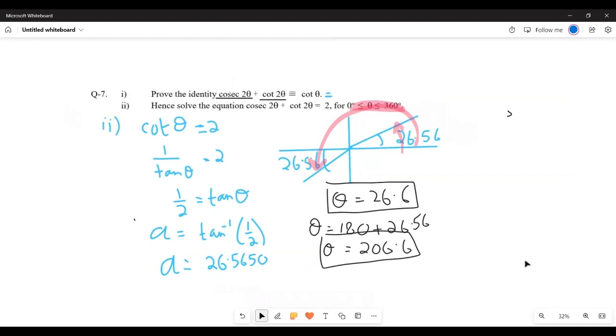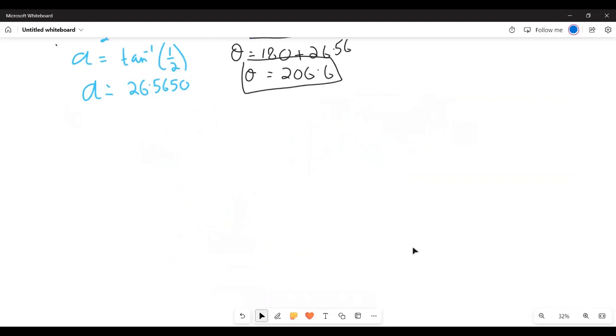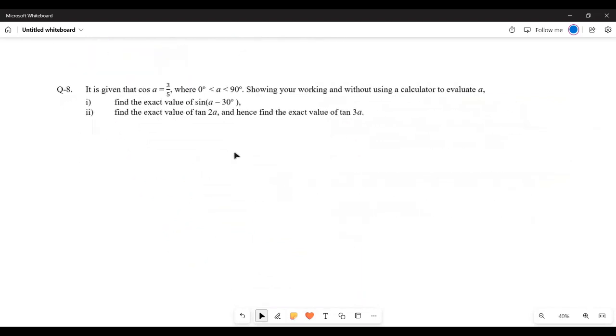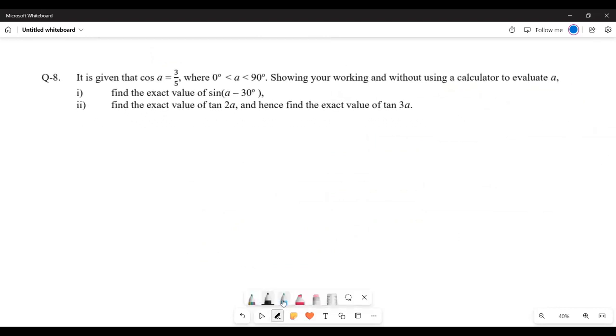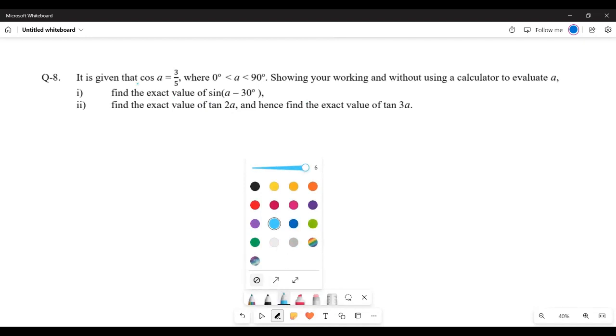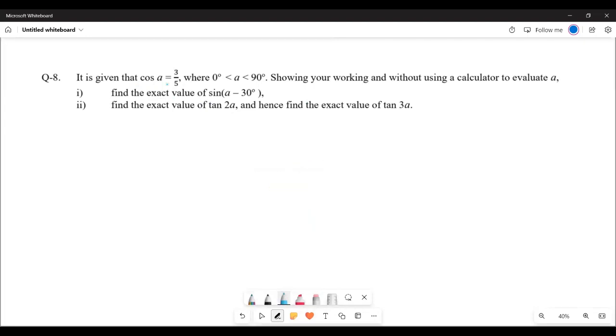So then we'll start question 8. Cos A is equal to 3 by 5, where A is between 0 to 90 degrees. Show your working and without using a calculator, evaluate A. Okay, so you can't use cos inverse 3 by 5 to find the value of A. Find the exact value of sine A minus 30.